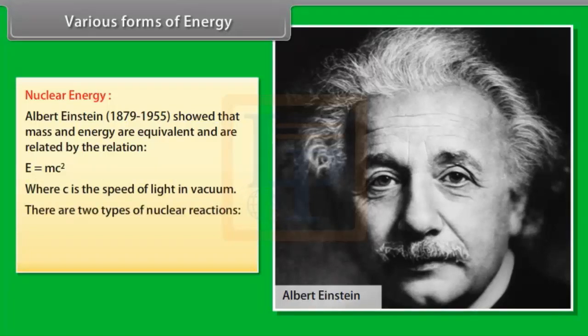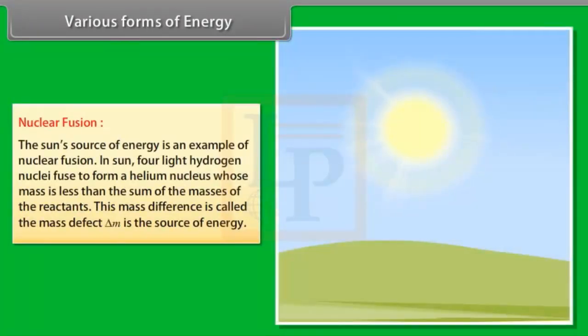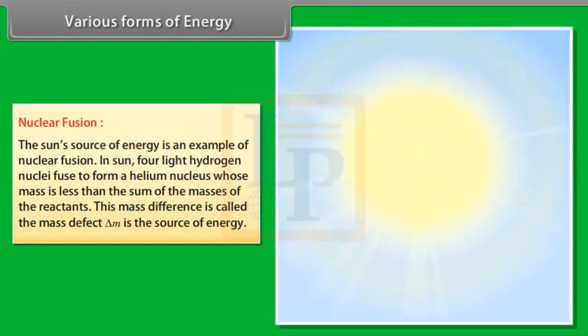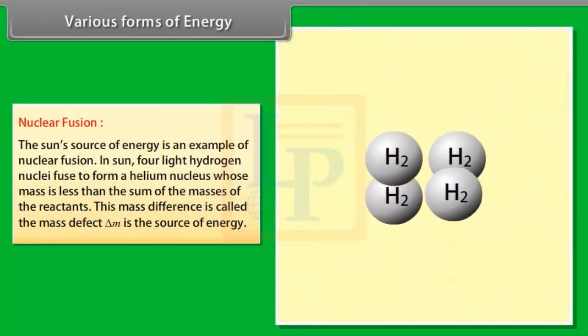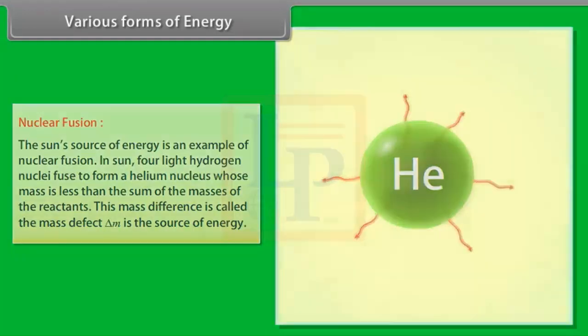There are two types of nuclear reactions. They are nuclear fusion and nuclear fission reactions. Nuclear fusion: the sun's source of energy is an example of nuclear fusion. In the sun, 4 light hydrogen nuclei fuse to form a helium nucleus, whose mass is less than the sum of the masses of the reactants. This mass difference is called the mass defect. Delta M is the source of energy.